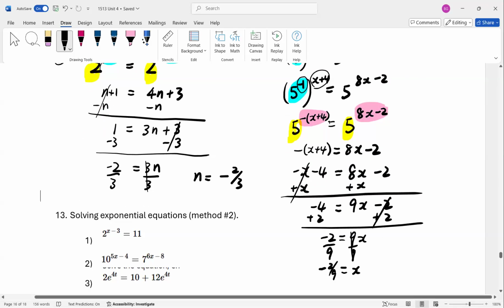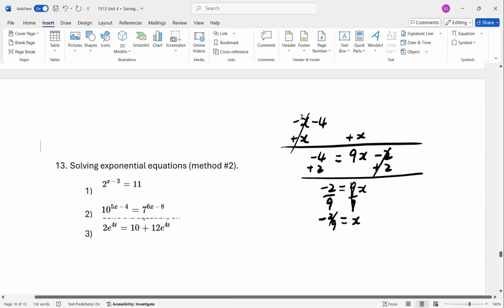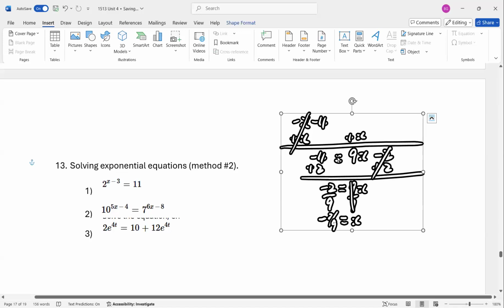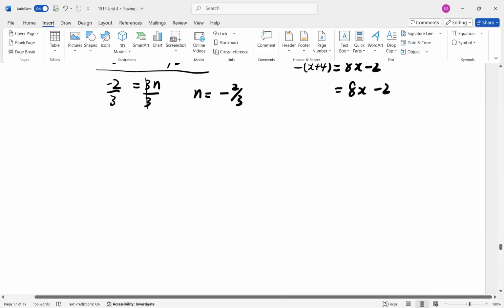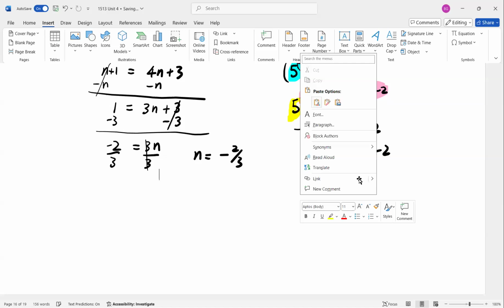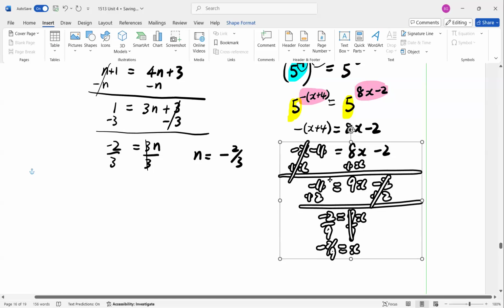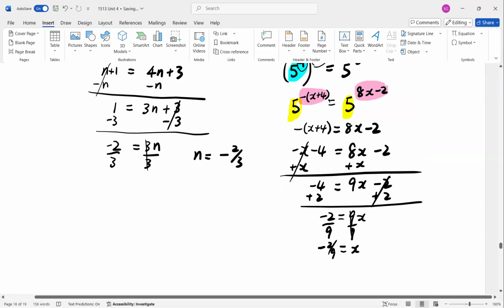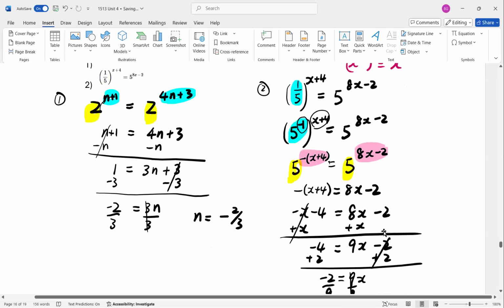Should have left more space here. Put it back like that. All right. Right, so x is -9 over 2. Sorry, -2 over 9. So that's how we solve the first type of exponential equation.